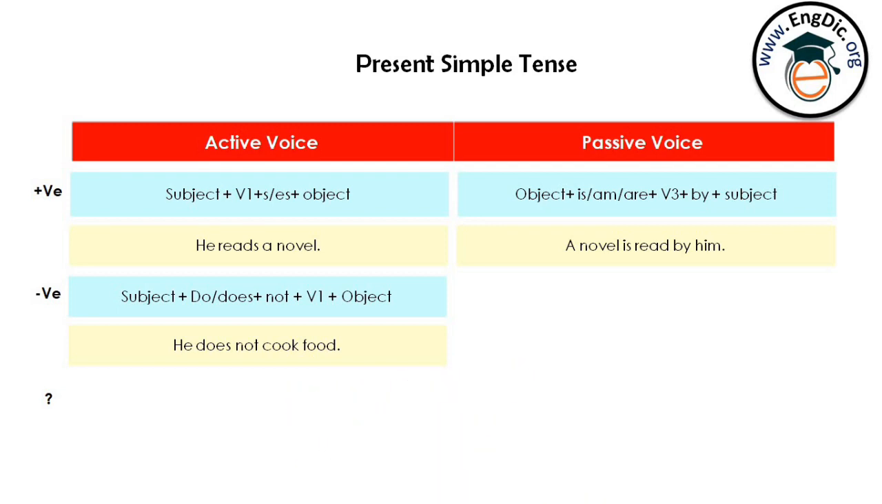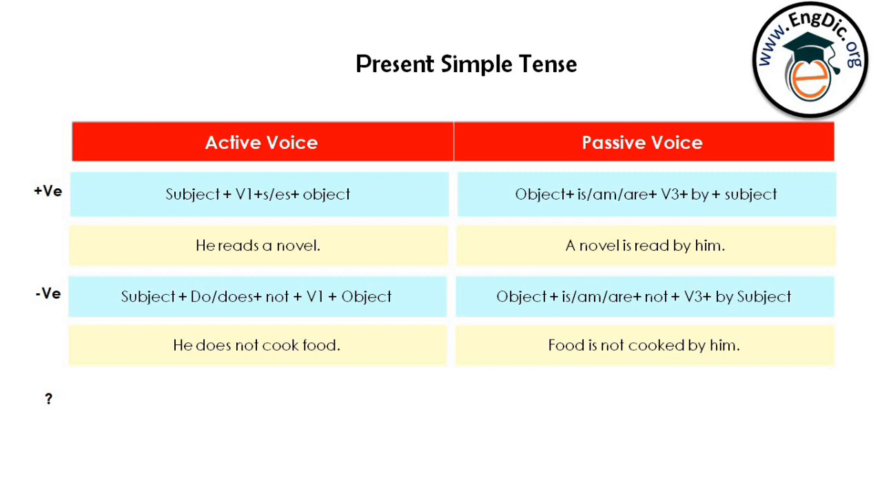And what will be the passive voice? Yes, we have to put the object, is, am, are, not, third form of verb, and by the subject. So it will be food is not cooked by him. You can see the difference. He does not cook food and food is not cooked by him. This is so simple. You just have to exchange the place of subject and object and just have to put is, am, are, and by. Okay, keep this in your mind.